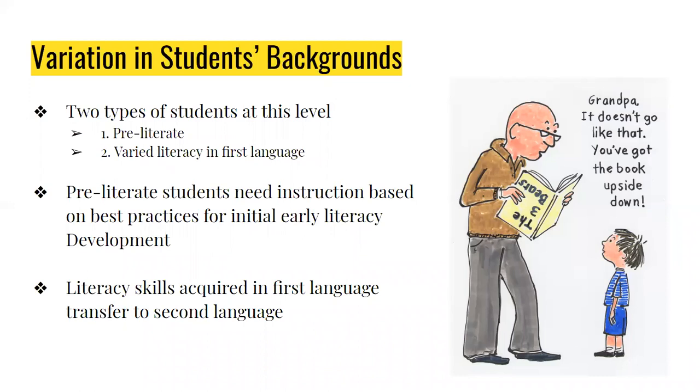So the best practices for pre-literate students are rooted in initial early literacy development. So it has to be sensitive to the needs of the culture and the linguistically diverse learners. However, the second type of student, which does have literacy skills in their first language, those language skills need to be treated as an asset, as we are all very well aware of. And you can draw upon those skills that they have in their first language in order to transfer and apply those previously developed skills to learning English, reading, and writing.